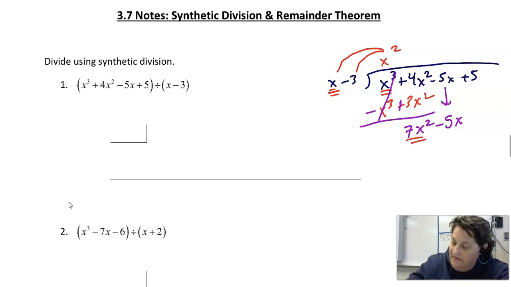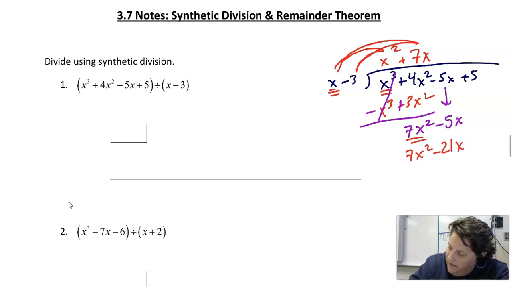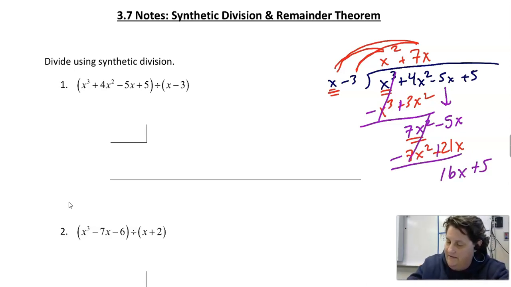X goes into 7x squared 7x times. I multiply it. I get 7x squared. I multiply it. Minus 21x. Change signs. Negative 5 plus 21 is 16x plus 5.